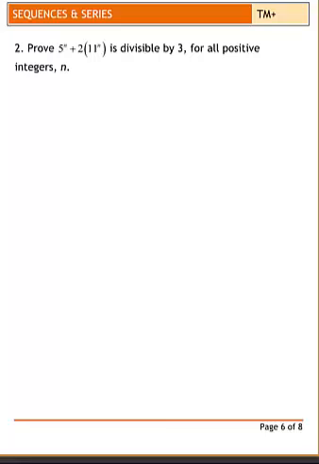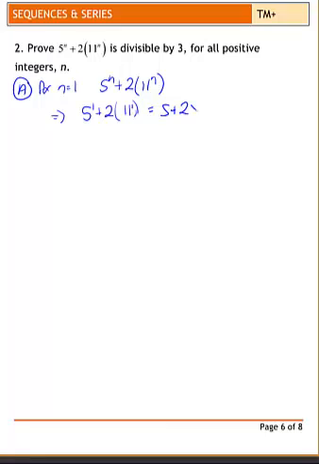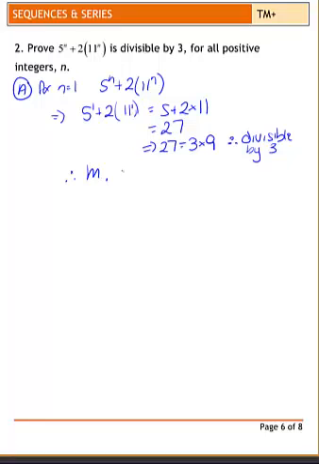So let's look at the next one. Prove 5 to the n plus 2 bracket 11 to the n is divisible by 3 for all positive integers n. So first step, for n equals 1 in 5 to the n plus 2 bracket 11 to the n. Okay, so we have 5 to the 1 plus 2 bracket 11 to the 1, which equals 5 plus 2 times 11, which equals 27. Now 27 equals 3 times 9, so therefore divisible by 3. So therefore M1 is true.